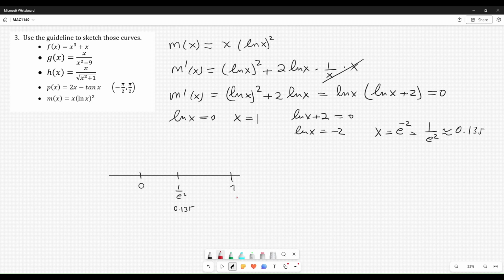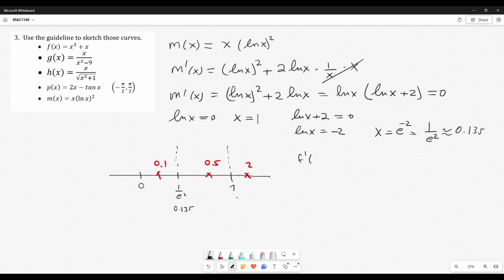You take some testing points. Suppose I take here, I don't know, 0.1. You take here 0.5. And substitution in the first derivative expression. And also 2, so after 2, suppose 2. So we have 2 partitions, 3 intervals, 3 testing points.